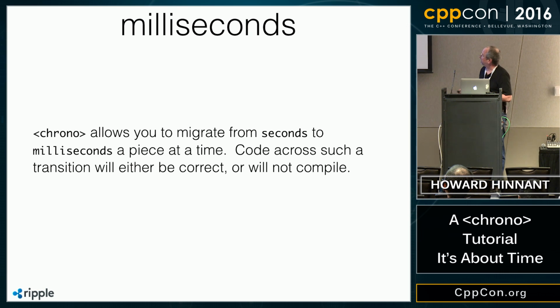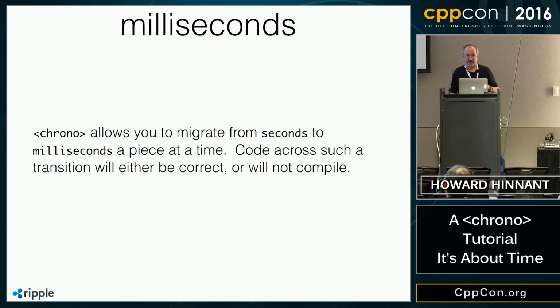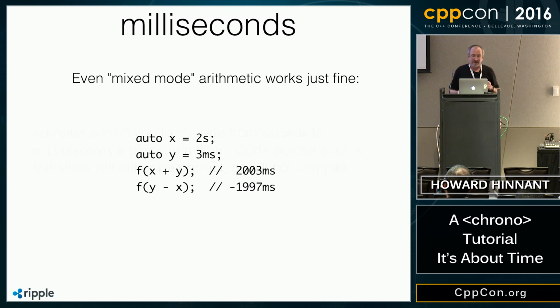So chrono allows you to migrate from seconds to milliseconds, a small piece of code at a time, and code across such a transition that hasn't been ported yet will either be correct or it won't compile. And even if you have a context where you need to do mixed mode arithmetic, you need to start adding milliseconds to seconds or subtracting them, things will just work. Here I'm adding seconds and milliseconds and we get 2,003 milliseconds, we pass that to our function f and it'll print out 2,003 ms. So mixed mode arithmetic works just fine.